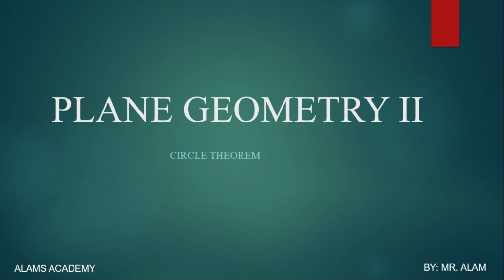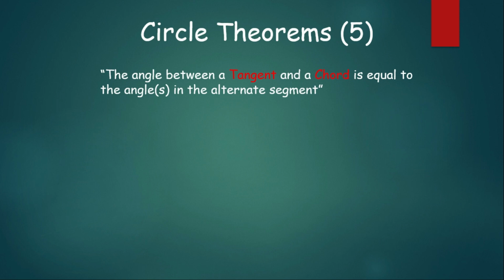Now, when we talk about plane geometry 1, it was dealing with angles and parallel properties. In plane geometry 2, we are emphasizing angles formed in a circle. That is why we have the topic as Circle Theorem. So without much ado, we continue from Theorem 5, which states that the angle between a tangent and a chord is equal to the angles in the alternate segment.